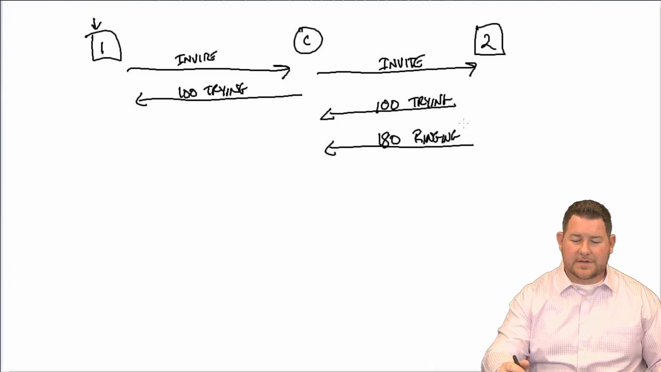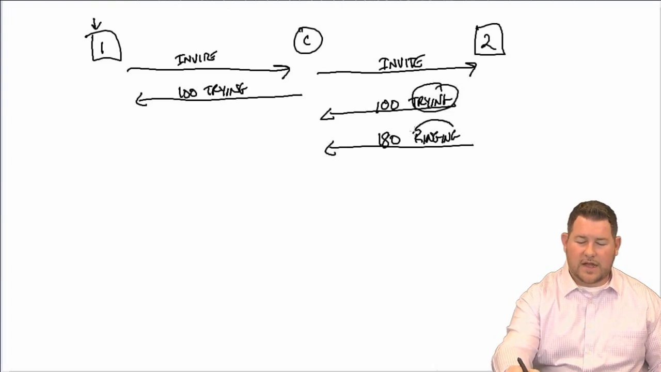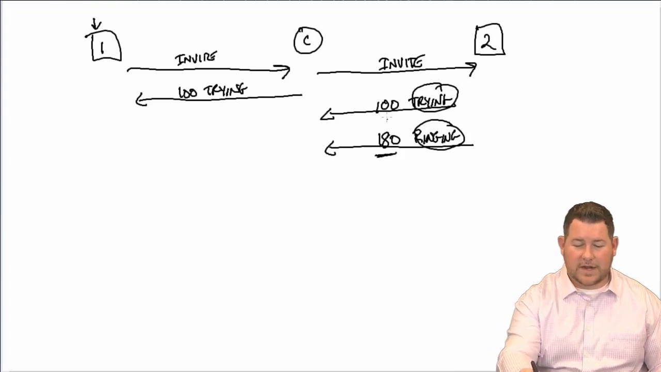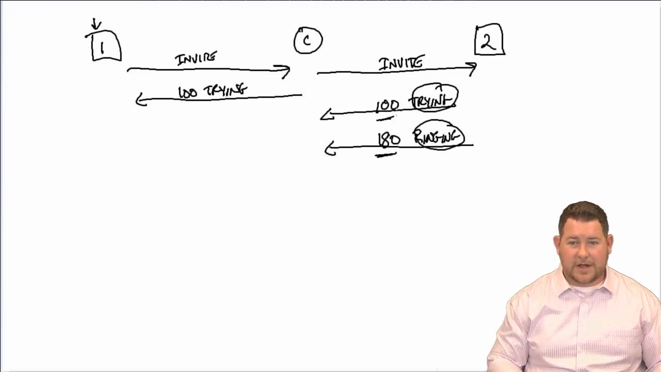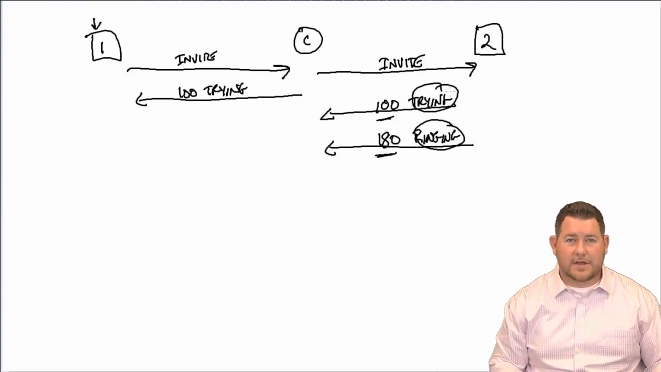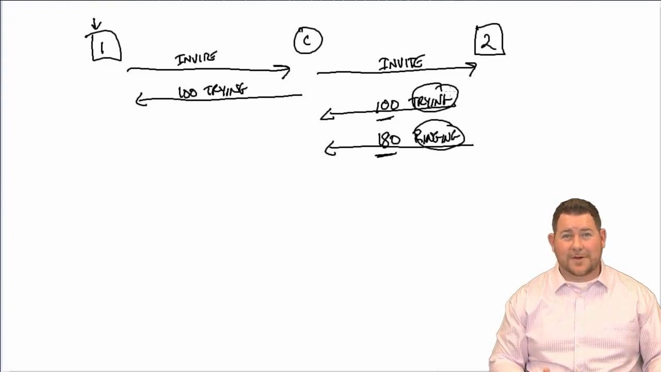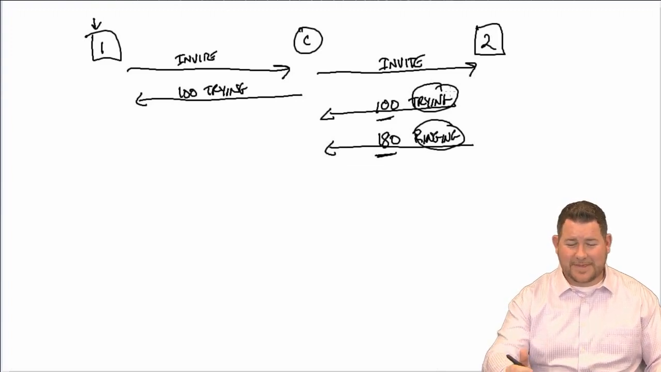And by the way, these messages here, trying and ringing, they don't have to be that. All they're really looking for is the number itself here. So 180 or 100. Communications manager just puts in trying and ringing. So that's what we'll always see, but it doesn't have to be that. If it's not 100 trying, it could be 100 Andy is cool, but no one would ever put that in there unless they really wanted to. But so 100 trying, 180 ringing comes back.